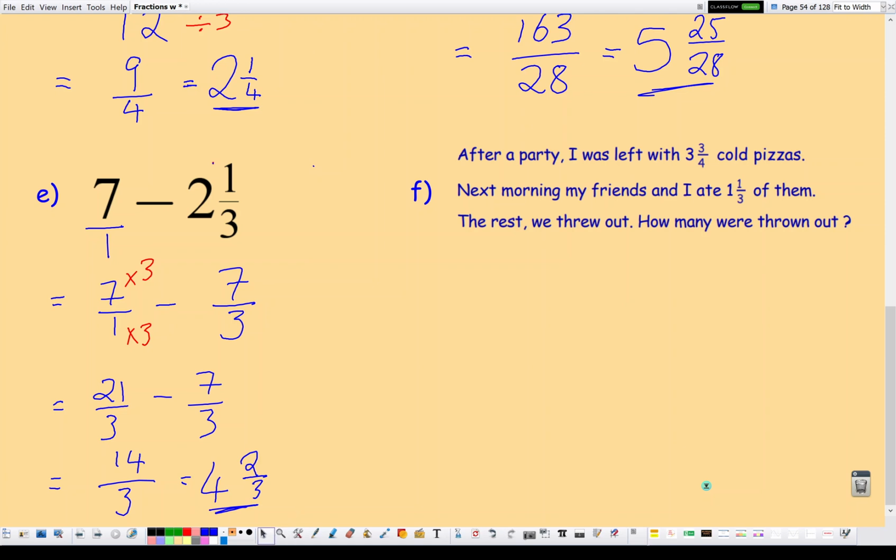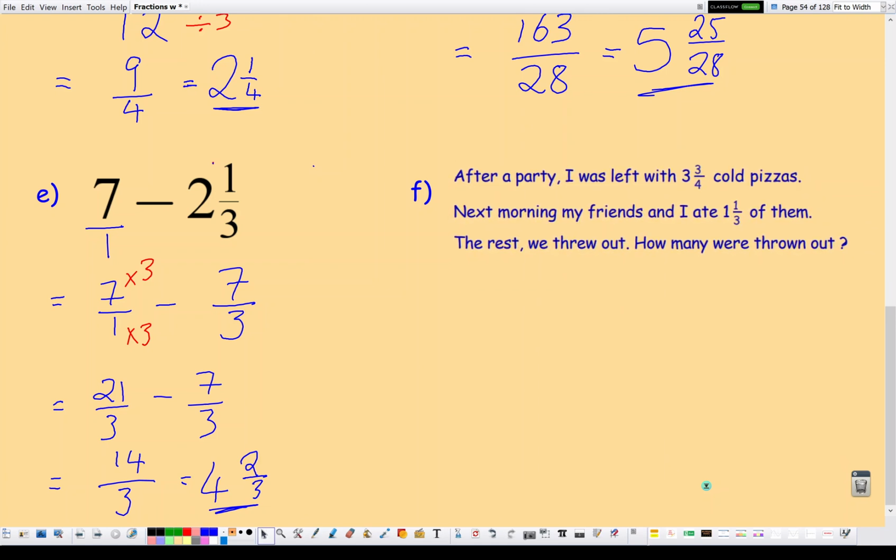Okay, I know there's been a lot of copying down here, but this is the last one. You don't have to write out the question because it'll probably take you too long. If you do want to write down the question, you can, but you don't have to here. So the question is, after a party, I was left with 3 3/4 cold pizzas. Next morning, my friends and I ate 1 1/3 of them. Cold pizza next day is absolutely top drawer, if you ask me. The rest we threw out. How many were thrown out?